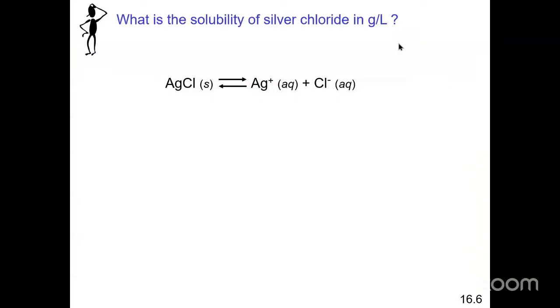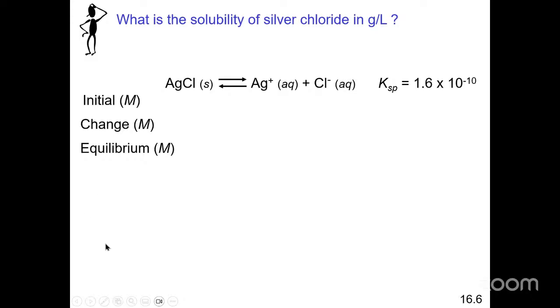So this question says, what is the solubility of silver chloride in grams per liter? So the first thing I would do is write down the equation for the dissociation of silver chloride, and then look up the KSP value. So you go to the table and you see the KSP given as 1.6 times 10 to the minus 10, and then you set up a nice table.